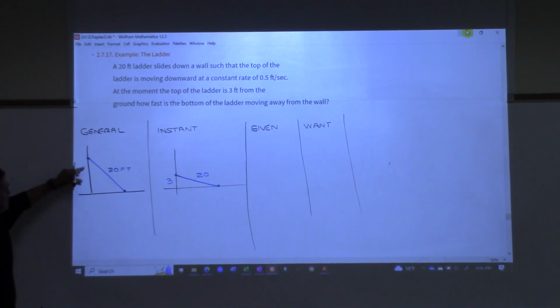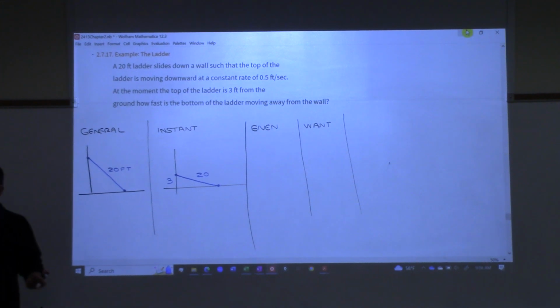The height of the ladder, not this distance right here, which we have not labeled. We have not assigned a variable to it. So this would be a good opportunity for us to label the distance from here to here with a variable, because it's changing. What would you like to call it? You can call it anything you want. I would avoid x. Usually we use x for left and right, and y for up and down. You could use h for height, whatever you want.